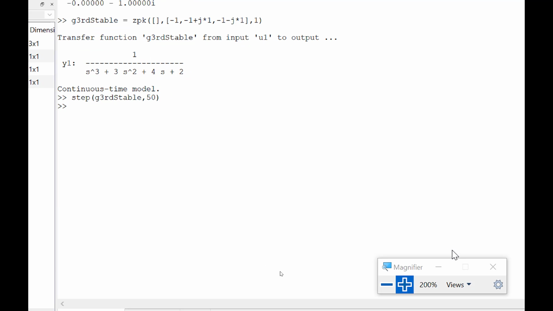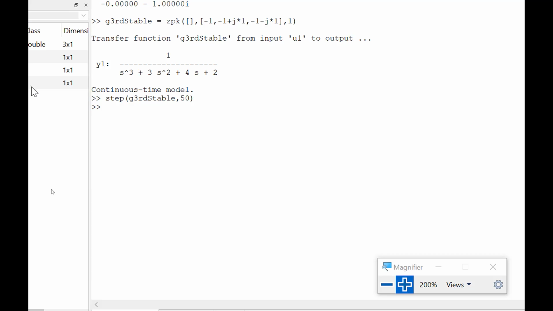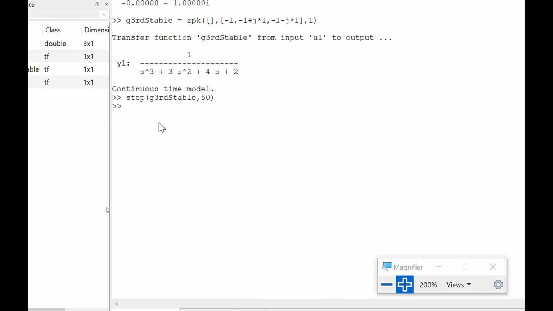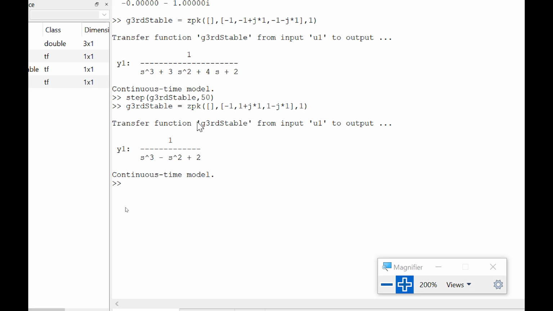So let's try that again and make it unstable. We had a marginally stable system at first. We made it stable, and now let's make it unstable. Let's put these 2 poles in the right half plane. So the real part of these poles is now in the right half plane. That's bad. It should blow up. And then I run it again.